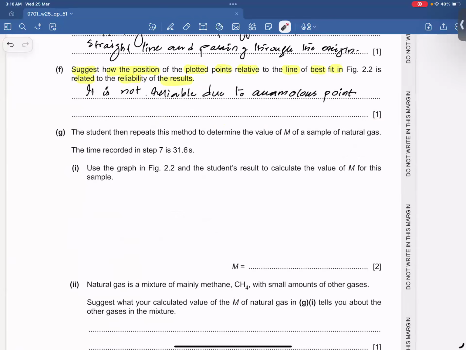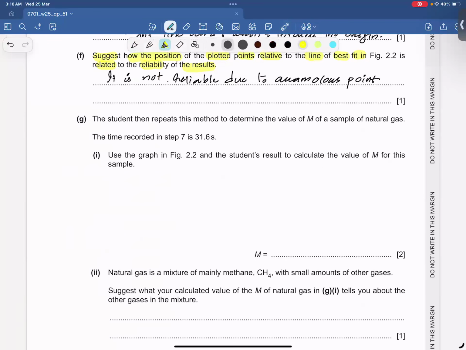That's strange, actually. Anyway, let's move on to the next part. The student then repeats this method to determine the value of M of a sample of natural gas. The time recorded in step 7 is 31.6 seconds. Very, very important, guys: in step 7, the volume of gas used was 50 cm cube, if you remember. Right?